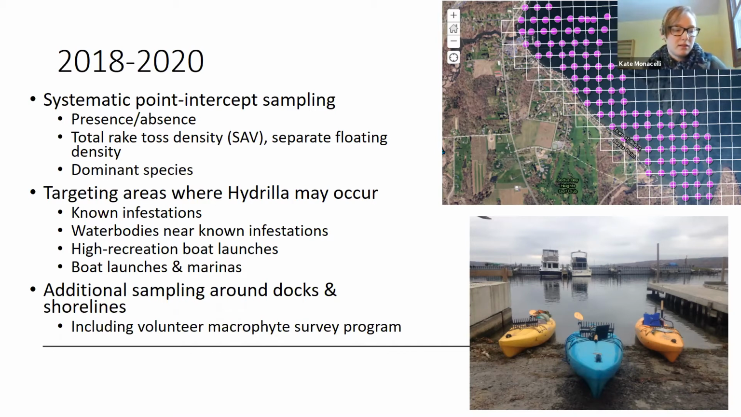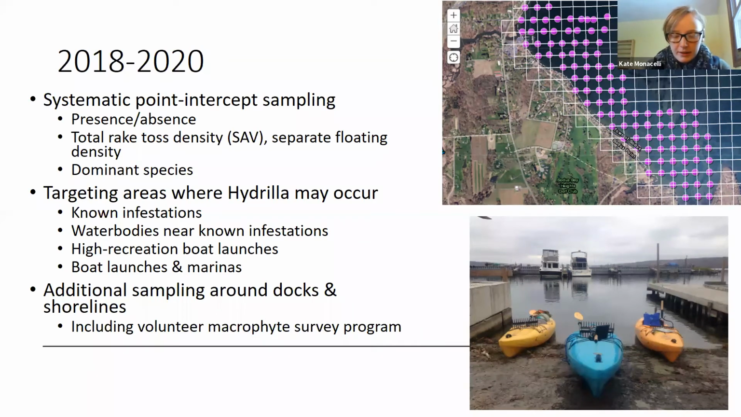As we've learned over the years, we're able to collect a little more data each time, or each year. And so we started trying to identify what the dominant species was on each rake toss. And we also learned that we need to give a different density to the floating plants than to the submerged plants, since when you do a rake toss, it doesn't always catch all of the floating plants that you see in the area.